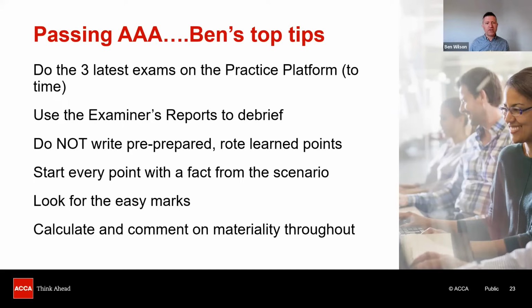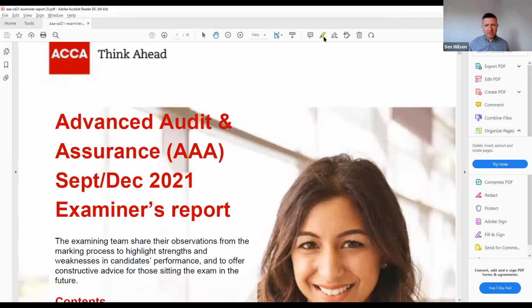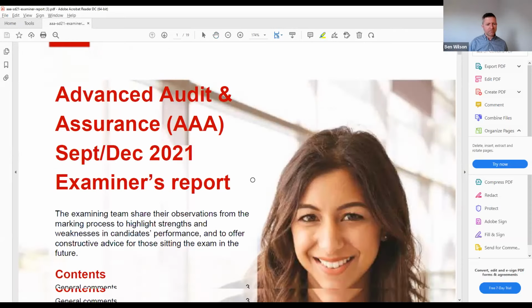Actually, I said I was going to do something with the examiner's report. The screen is just going to change slightly so I can show you the examiner's report. So this is the one from September, December 21, the most recent exam paper. And I'm not going to go through the detailed questions because I want you to use this after you've done this most recent exam paper.